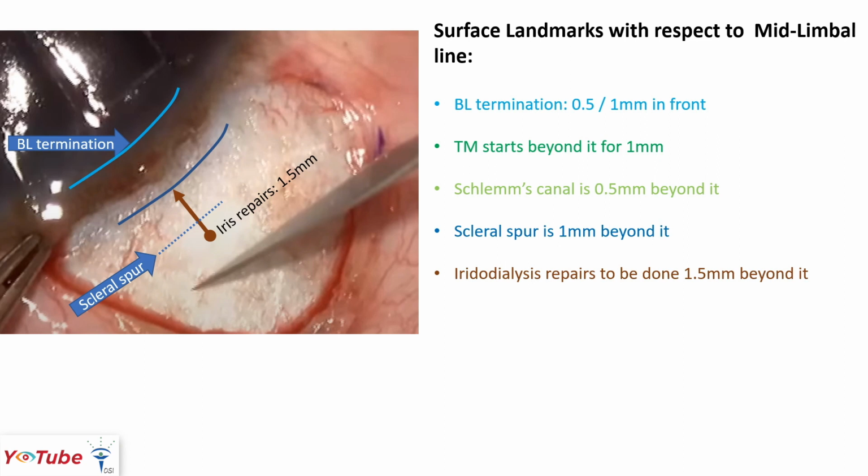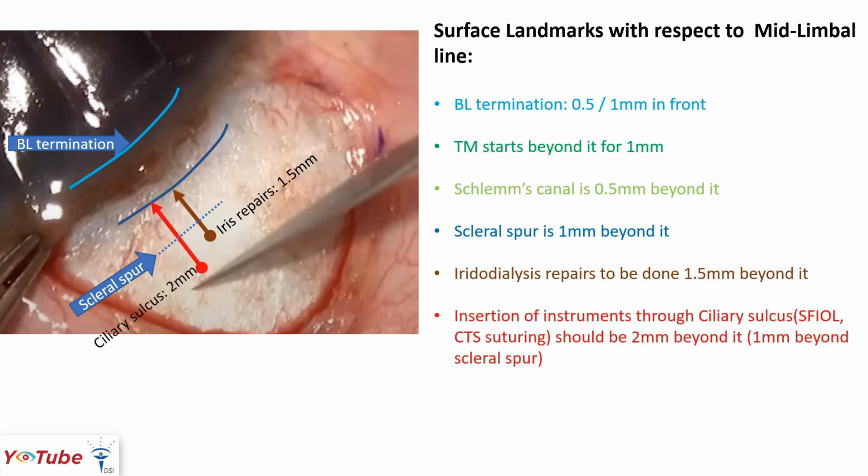Now for complex anterior segment surgeries like for SFIOL, for capsule tension ring suturing, all the instruments have to pass through the ciliary sulcus. So this should be measured 2 mm beyond the mid-limbal line or 1 mm beyond the scleral spur. The pars plana starts 3 mm beyond it. So that's why for pars plana vitrectomy, we go 3 mm behind the mid-limbal line.